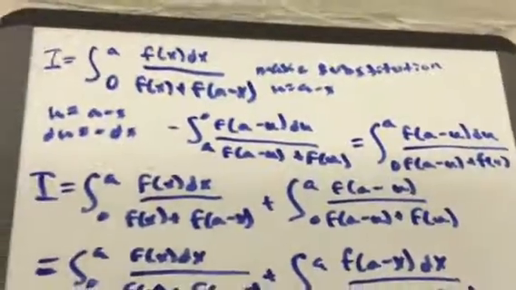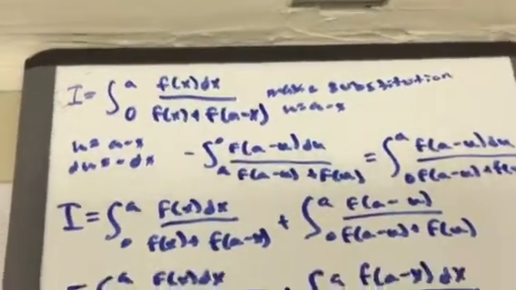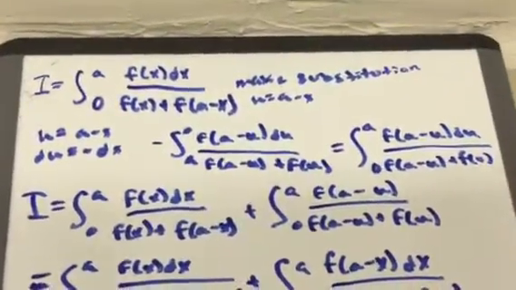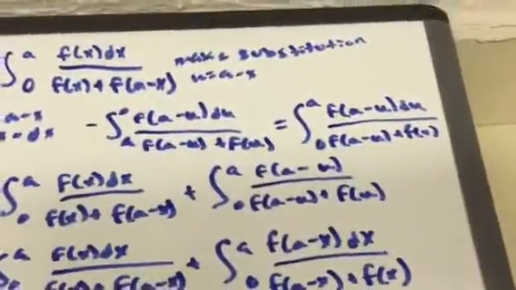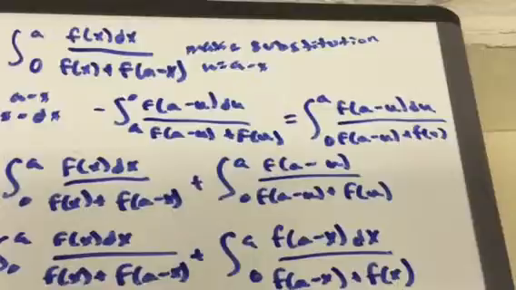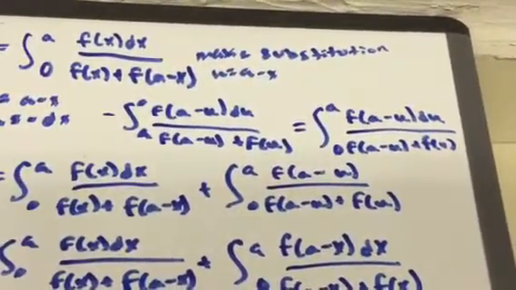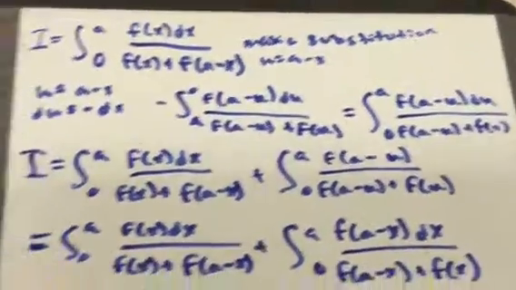But we know that to reverse the sign of an integral, we just flip the bounds. So to make this positive, we flip the bounds a to 0 to 0 to a, and we have f of a minus u du over f of a minus u plus f of u.